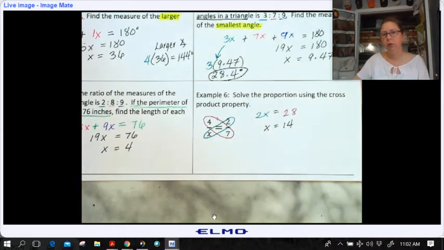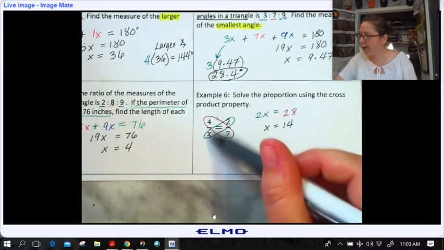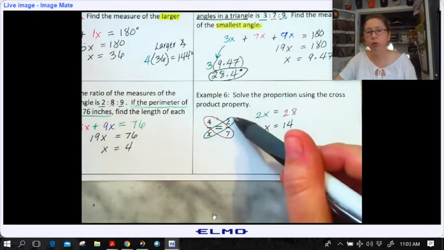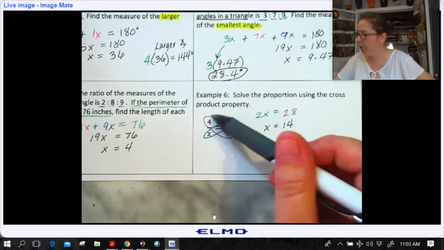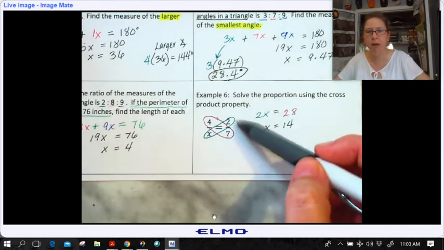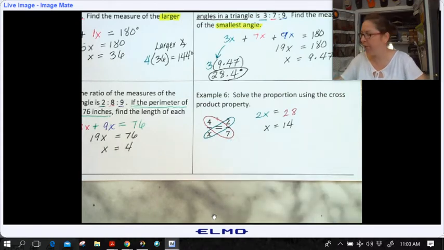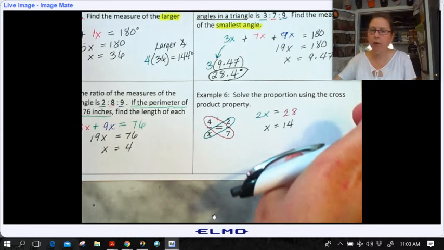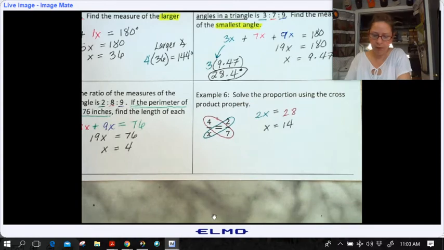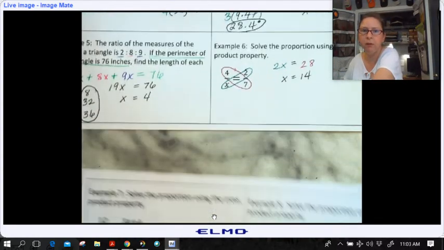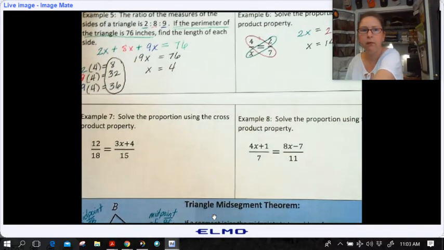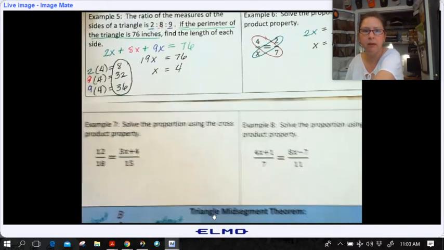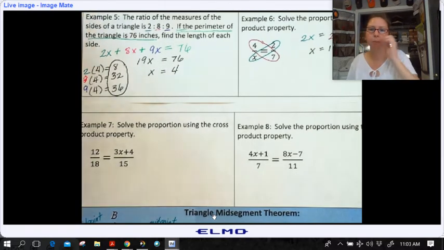Okay? So 4 over 14 is the same as 2 over 7, which is true. 4 over 14, if you just divide both by 2, it will equal 2 over 7. Okay, great job. Let's go take a look at example 7. So I'm just going to scooch this up a little in case anyone is missing those.